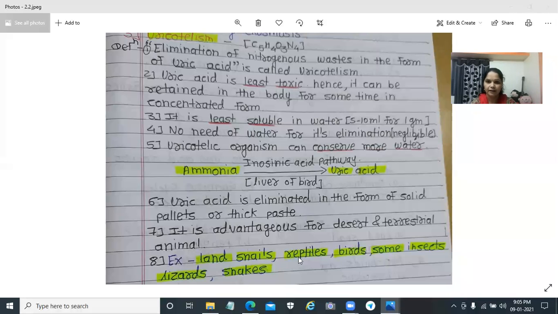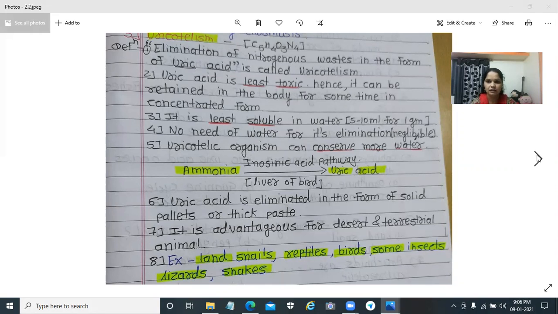Land snails, reptiles, birds, and some insects, like lizards and snakes, are all terrestrial organisms and they are uricotelic. Their excretory substance, uric acid, is eliminated in the form of solid pellets or thick paste. So this is related with uricotelism.